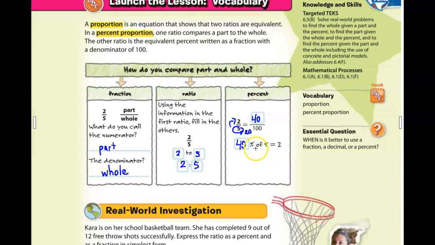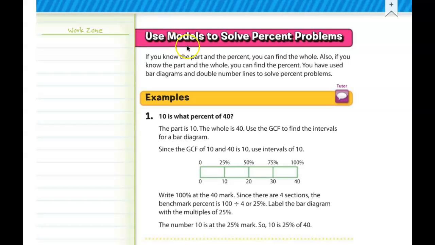It's actually reading comprehension, knowing what you are referring to, and then writing the proportion to set up how to solve it. Just like in the previous lesson, one way to solve percent problems is to draw models. The models are typically strip diagrams in which the top line is like a number line that skip counts the benchmark percents, and the bottom line skip counts the number, the decimal that's related to the percent.